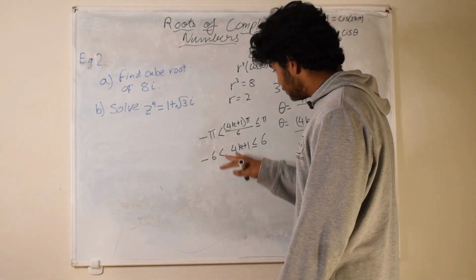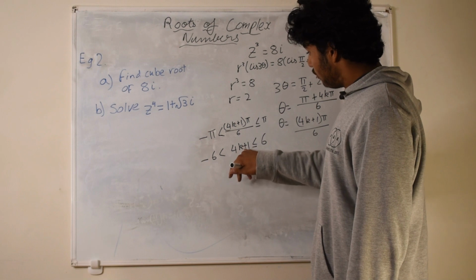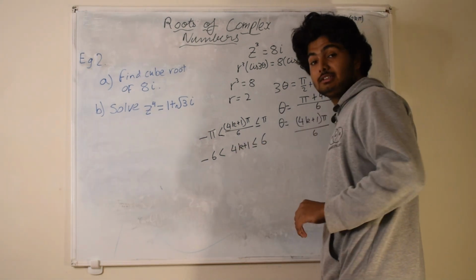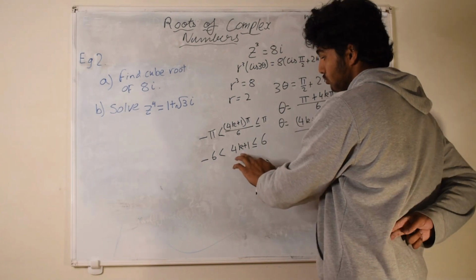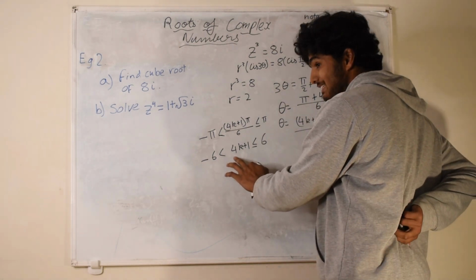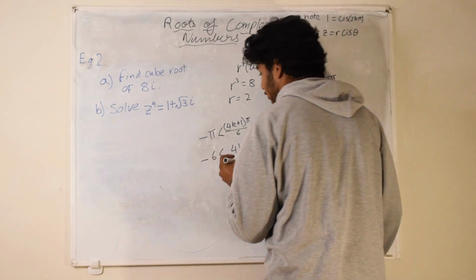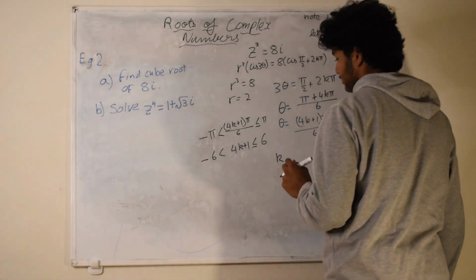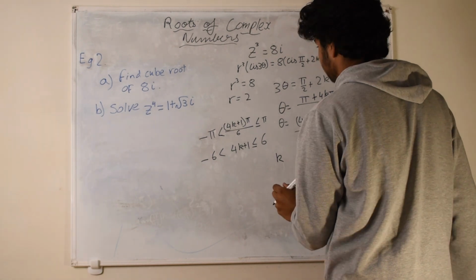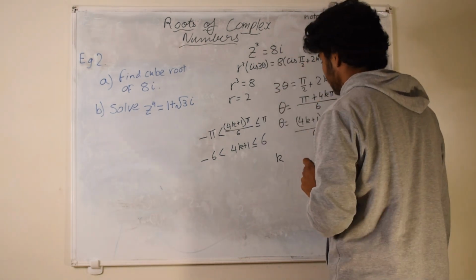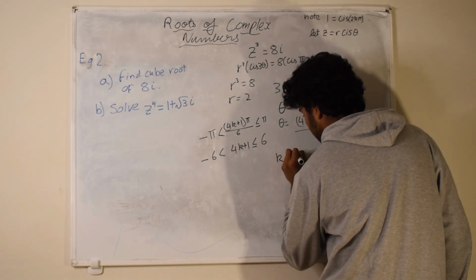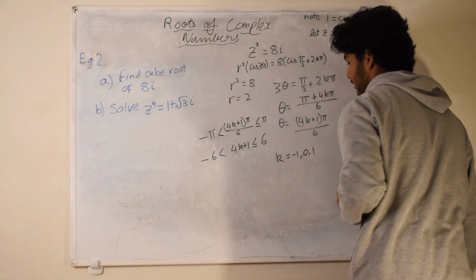Same thing, go back to 1. Let k equal 1. 4 times 1 is 4 plus 1 is 5. Is that between negative 6 and 6? Yes, it is. K equals 2: 4 times 2 is 8 plus 1, 9, which is out of the principal argument. Therefore, the distinct solutions for this complex number lie when k equals negative 1, 0 and 1.